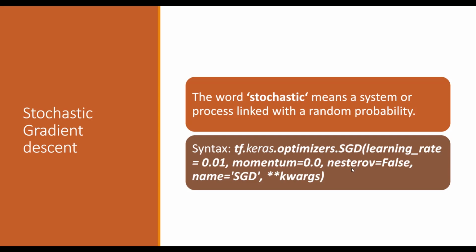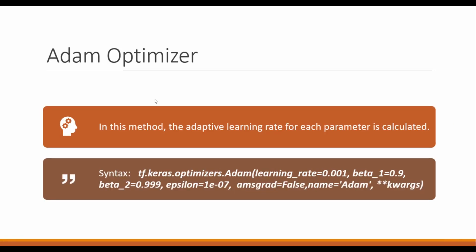The next parameter is nesterov. This parameter defines whether to apply Nesterov momentum or not, and the type is boolean, and by default the value is false. The last parameter is name. This is an optional parameter and it specifies the name of the operations. The default value is SGD. Now we will discuss our next optimizer, that is Adam.